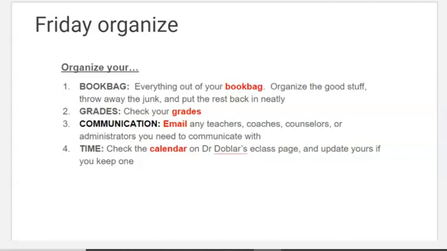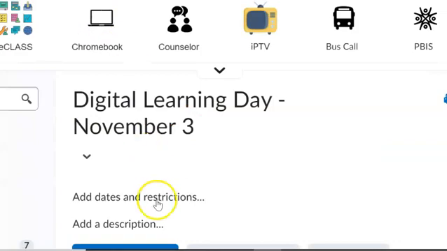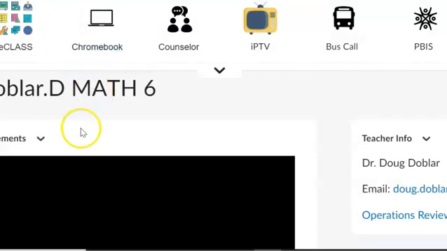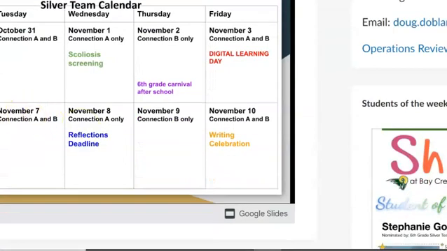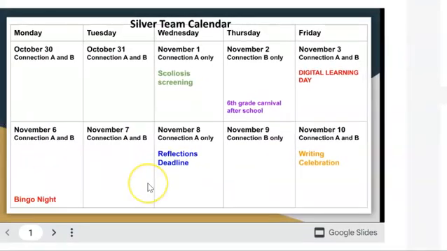Check your grades. Email any teachers, coaches, counselors, club sponsors, administrators, anybody you've been meaning to talk to and haven't had a time to do so. And check the calendar. You're already on my eClass page, and you'll find the calendar scrolling here on the front page, and you can check that out as well and see what is coming up next week. There's some good stuff on the calendar.